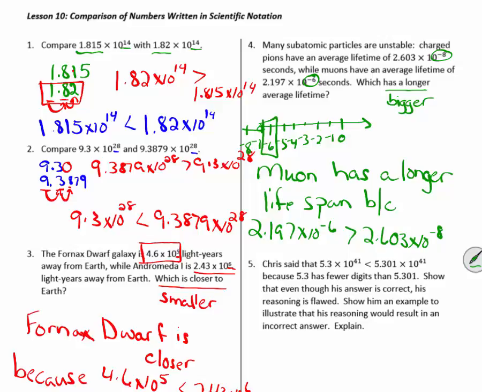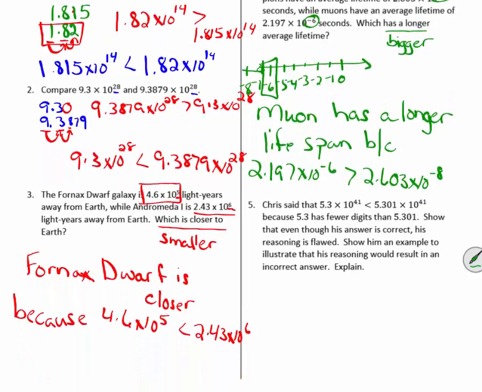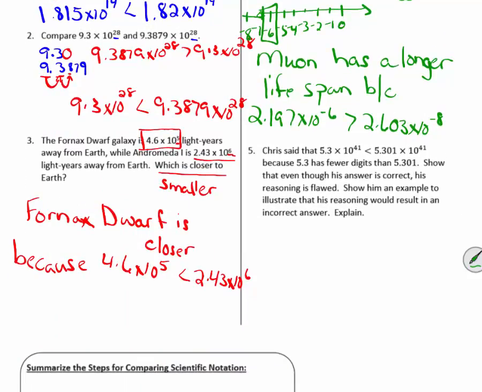All right, Chris said that 5.3 times 10 to the 41 is less than 5.301 times 10 to the 41 because 5.3 has fewer digits. Show that even though his answer is correct, his reasoning is flawed. Show him an example to illustrate how his reasoning would result in an incorrect answer. So for example, yes, in this case, 5.3 is less than 5.301. But let's say I had made it 5.4 times 10 to the 41st. That's actually greater than 5.301 times 10 to the 41st.